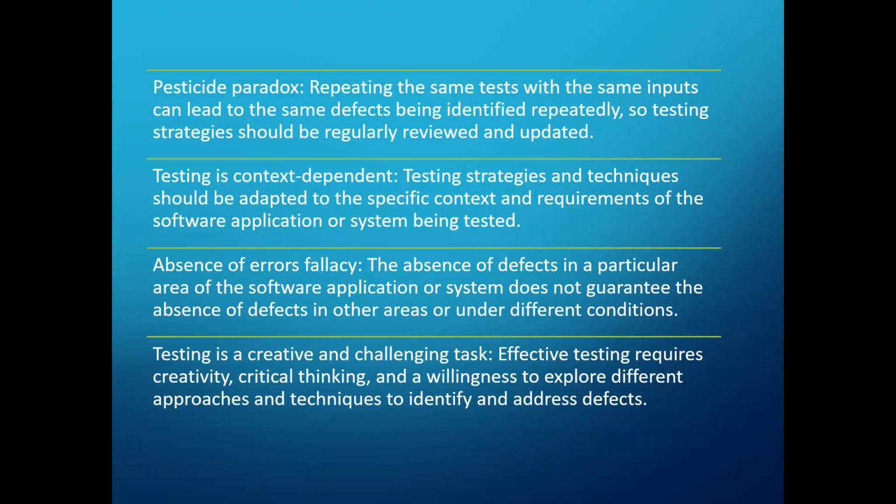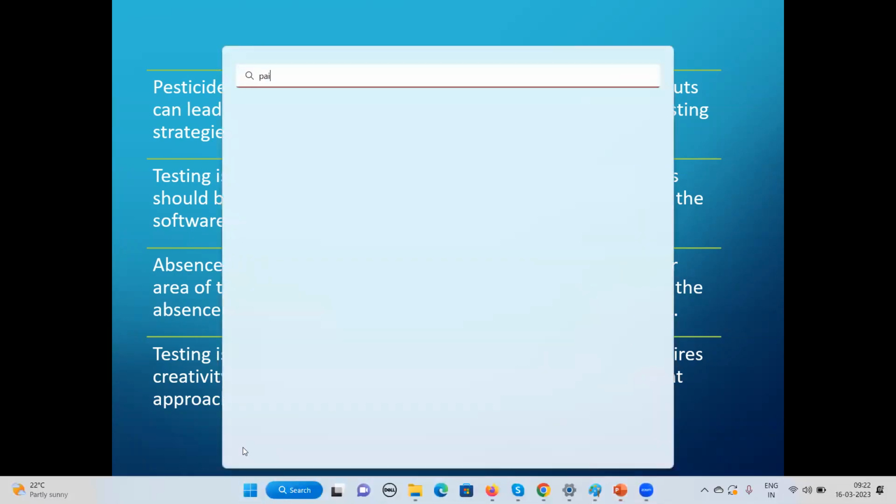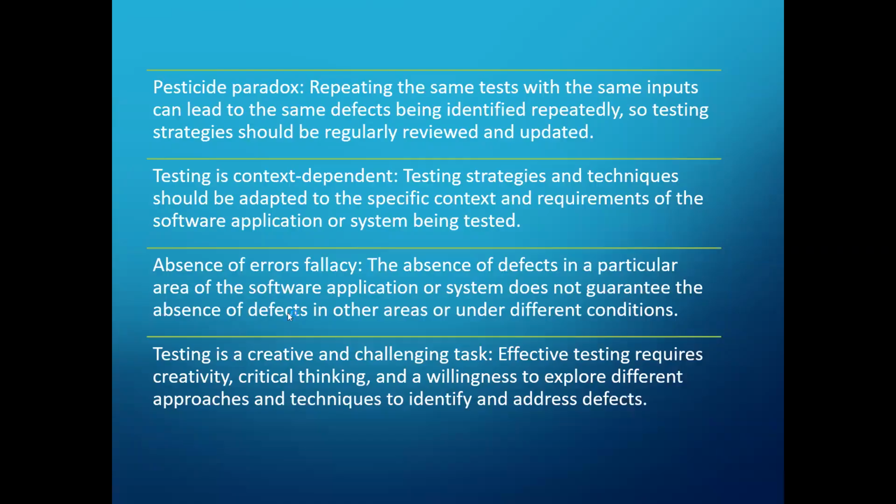Next is testing is context dependent. Testing strategies and techniques should be adapted to the specific context and requirements of the software application or system being tested. Sir, excuse me, an example for pesticide paradox? Yeah, pesticide paradox, for example, if you have, let me take an example here.